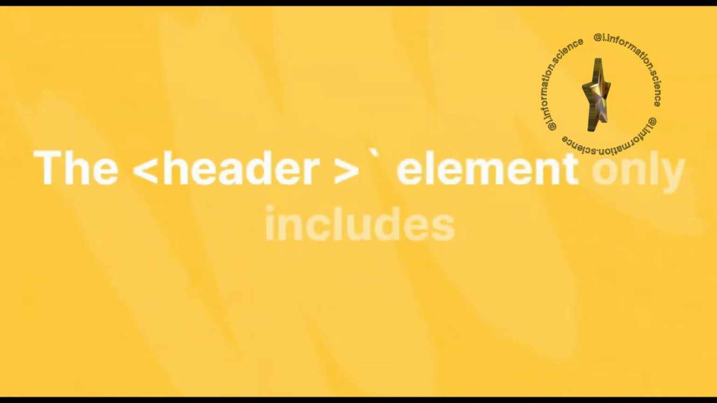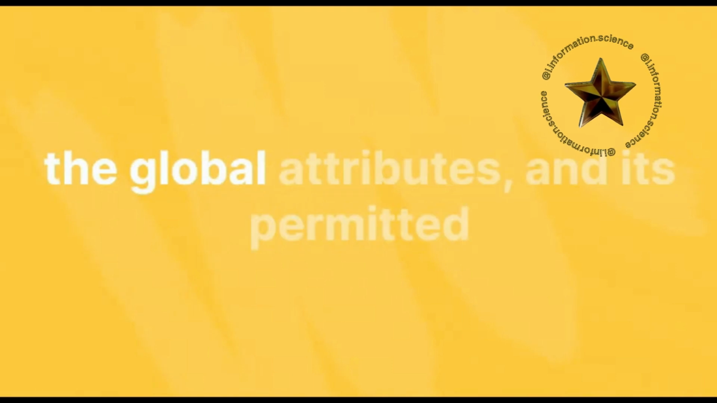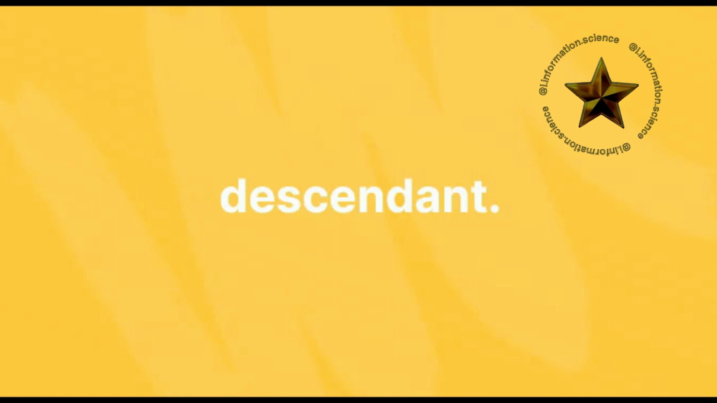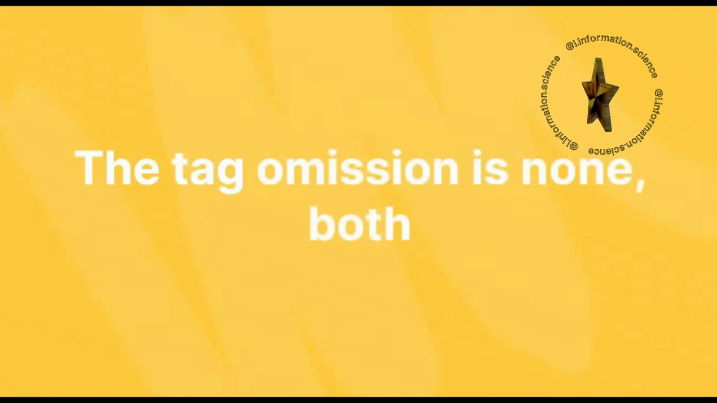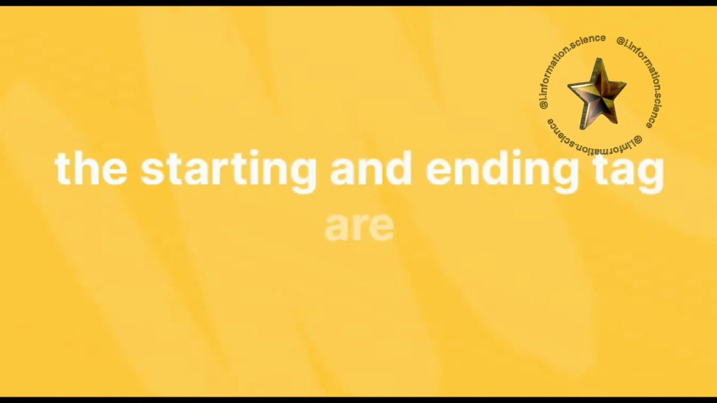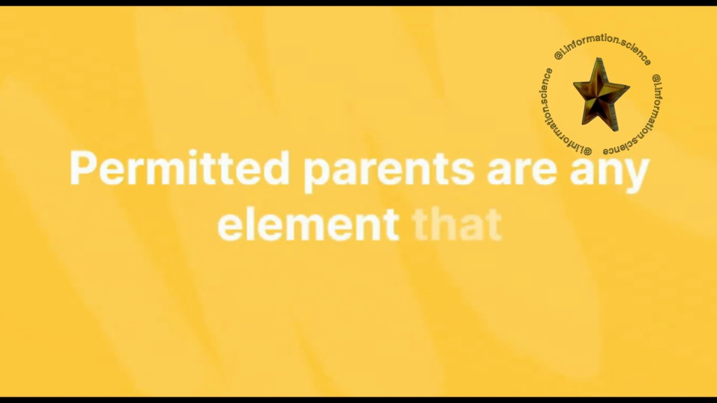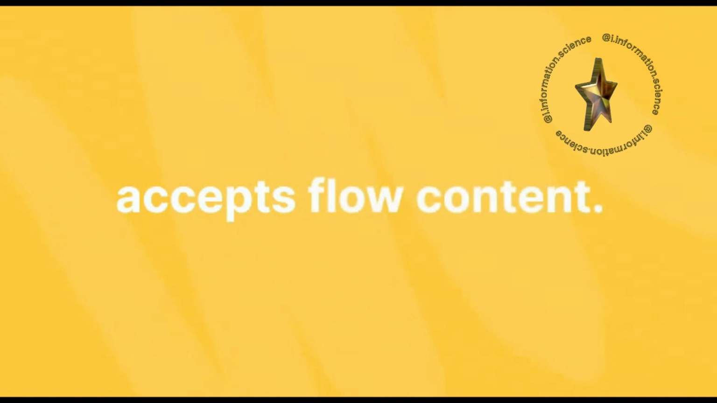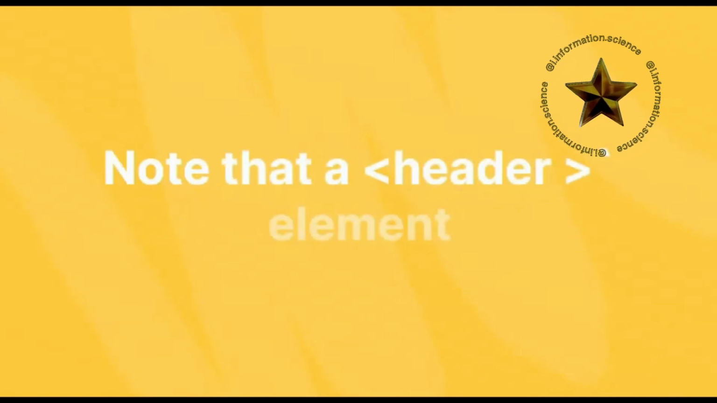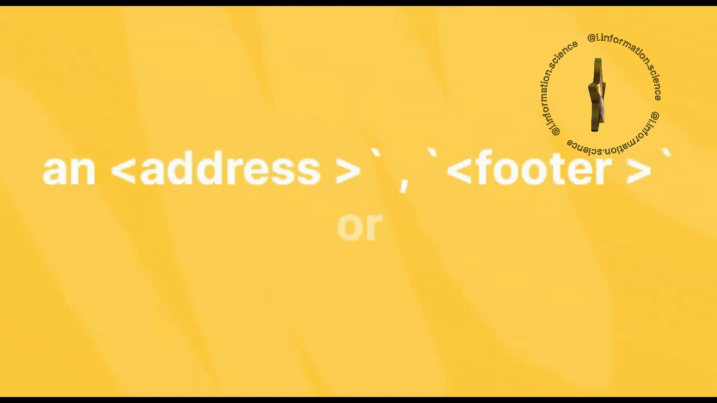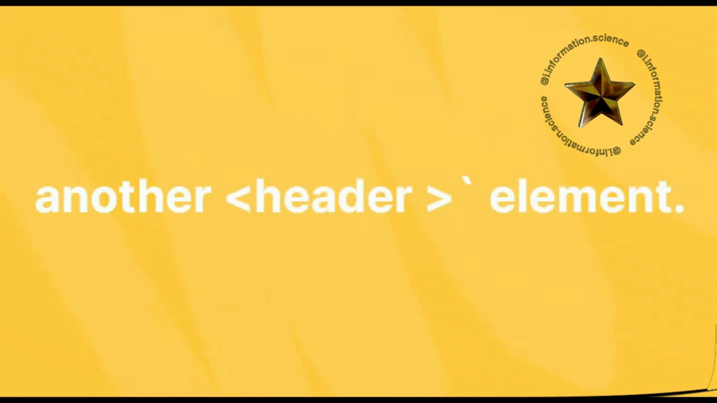The header element only includes the global attributes, and its permitted content is flow content, but with no header or footer descendant. The tag omission is none. Both the starting and ending tag are mandatory. Permitted parents are any element that accepts flow content. Note that a header element must not be a descendant of an address, footer, or another header element.